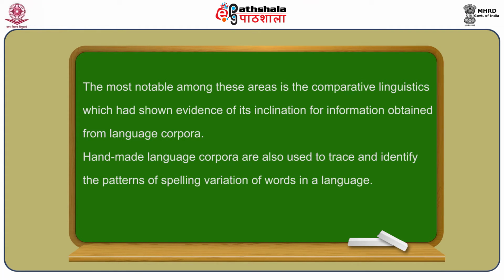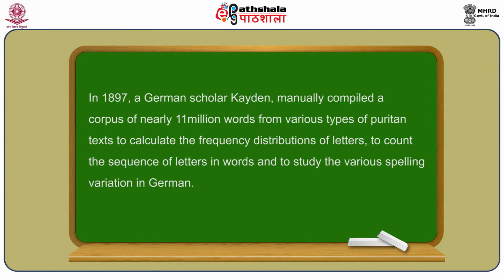Whenever we are making a comparative study between languages, we need to have a large data, and people also use a large amount of data for these purposes. Handmade corpora are also used to trace and identify the patterns of spelling variations of words in the language in earlier times. As you know, in 1897, a German scholar, Kaeding, manually compiled a corpus of nearly 11 million words from various types of written texts to calculate the frequency distributions of letters, to count the sequence of letters in words, and to study the general spelling variations in German. Recently also, new modern corpora are being used for this purpose.